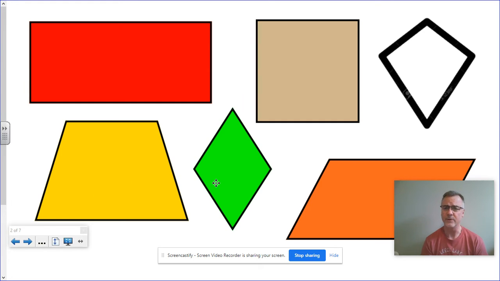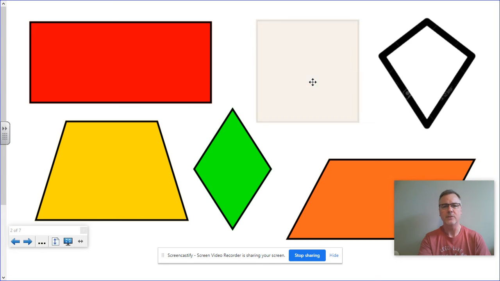Rhombus, sometimes referred to as diamond. Kids like to call them diamonds. People like to call them diamonds, but I don't. Diamonds are three-dimensional shapes. They're what's on your rings and in your earrings. So this is a rhombus. A square can also be a rhombus.